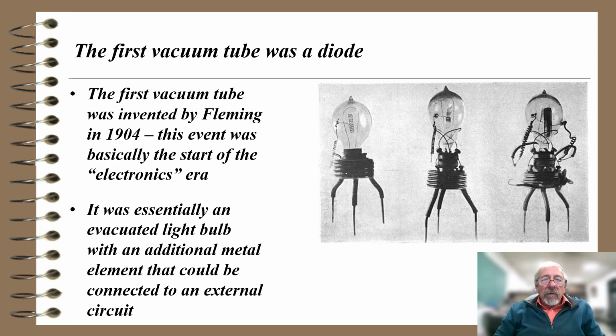Turns out the first vacuum tube was a diode. There's a picture of some weird looking things on the right hand side. What happened is they actually took the present day, back in the early 1900s, light bulbs and made modifications to them. So that's why they look the way they do. The first vacuum tube was invented by Fleming in 1904, over 100 years ago. This event was basically the start of the electronics era.